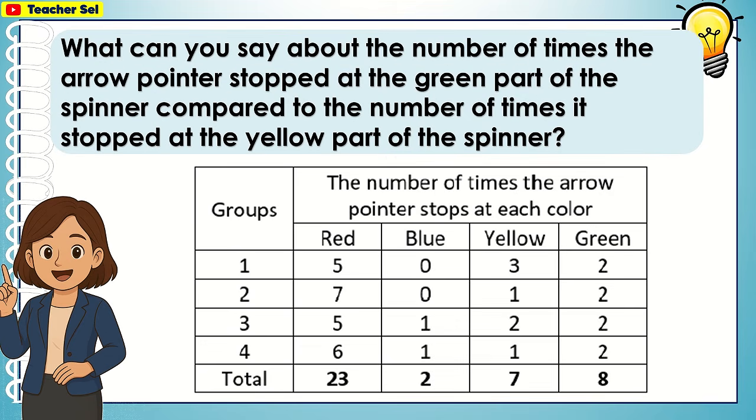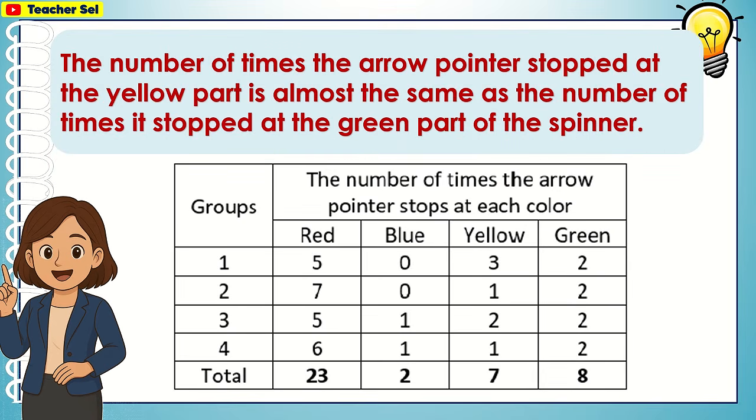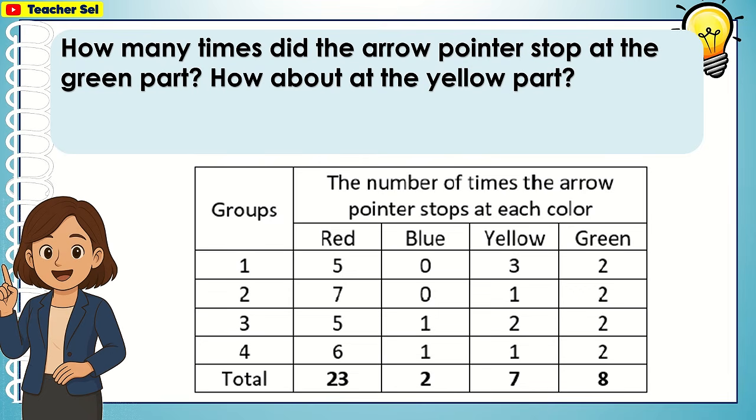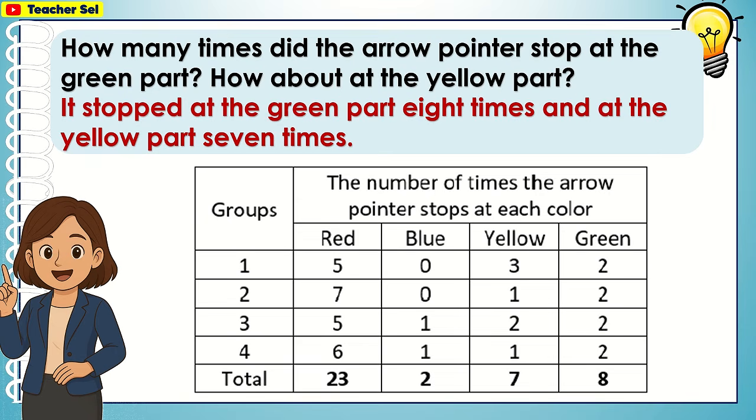What can you say about the number of times the arrow pointer stopped at the green part of the spinner compared to the number of times it stopped at the yellow part of the spinner? The number of times the arrow pointer stopped at the yellow part is almost the same as the number of times it stopped at the green part of the spinner. How many times did the arrow pointer stop at the green part? How about at the yellow part? It stopped at the green part 8 times and at the yellow part 7 times.